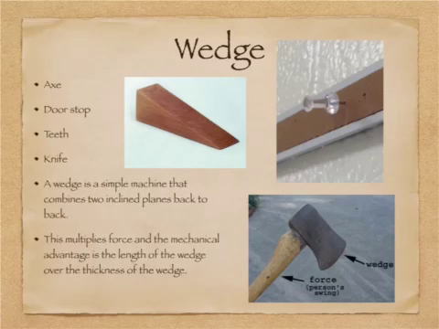Another simple machine is a wedge. An example includes an axe, a doorstop, teeth, and a knife. A wedge is a simple machine that combines 2 inclined planes back to back. This multiplies force, and the mechanical advantage is the length of the wedge over the thickness of the wedge.